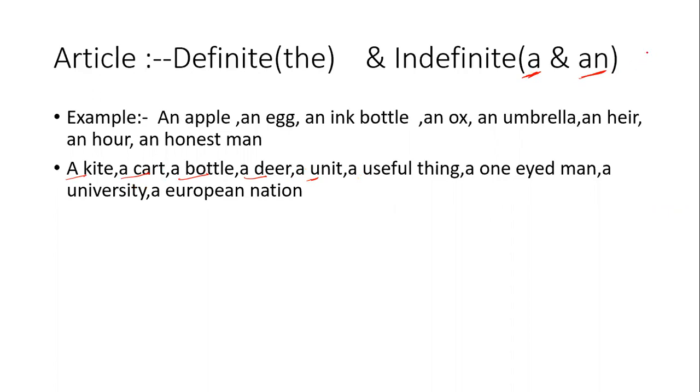Now here's a small trick to understand this. If the vowel gives you the sound of the Hindi letter Y, year, that is the Vyanjan sound, then we use a before it. Okay. Again, a useful thing. Here it's U. U is a vowel letter, but this is giving you the sound of U. Or in Hindi, you can say it is giving you the sound of the Vyanjan ya. So, a useful. Now, a one-eyed man.